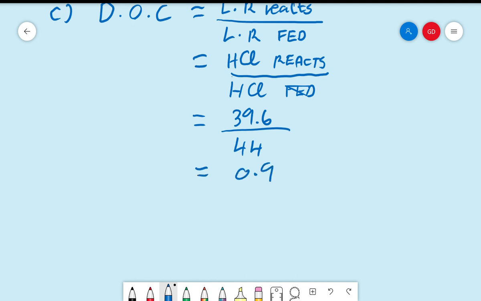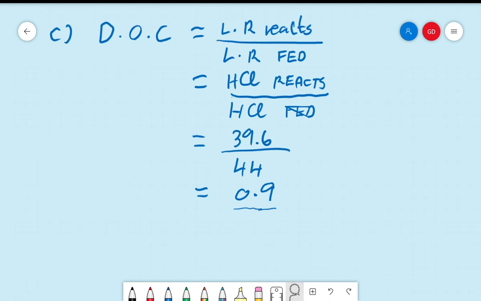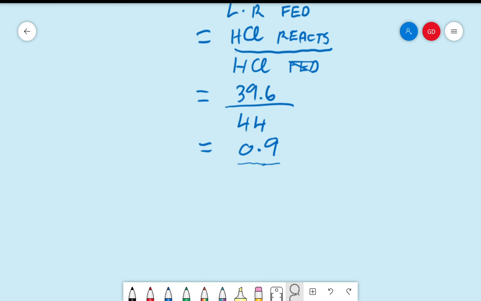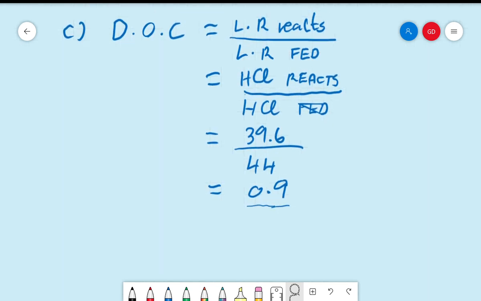The calculation is 0.9. So 0.9 is a fraction, which means in percentage form it is 90%. And it tells you this is a good degree of completion. It goes as far as 90%. Practically you wouldn't have a reaction that goes completely to 100%. So 90% or 0.9 is actually a good DOC, because out of the 44 moles that were fed, 39.6 moles reacted, giving a degree of completion of 90%. So the remaining moles are the moles that haven't reacted.